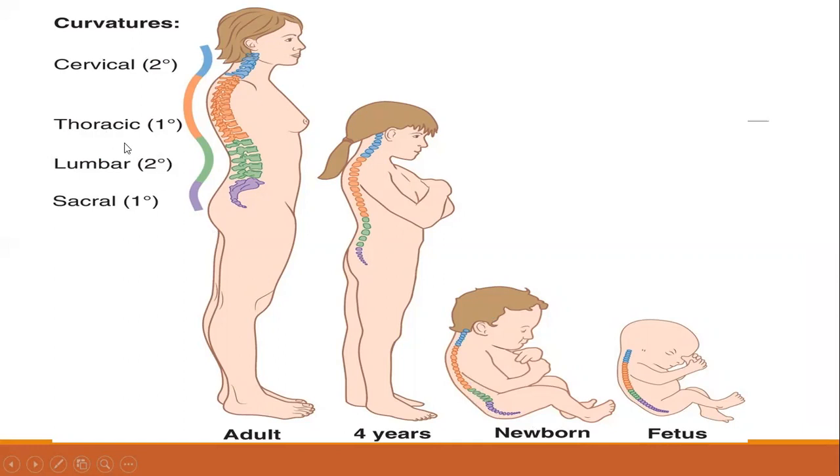So two curvatures are present before birth and two are developing after birth. Primary curvatures are the ones present before birth, and they are present in your thoracic and sacral region. While secondary curvatures develop after birth, and they are present in the cervical and lumbar region. So in an adult, you have two primary and two secondary curvatures. The cervical curvature is convex forward, lumbar curvature is also convex forward, while thoracic and sacral are concave forward.